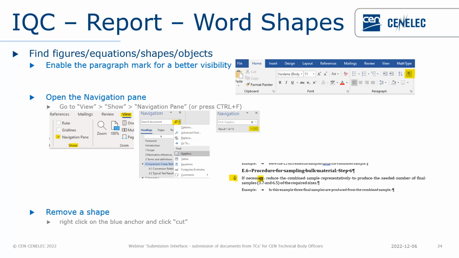Here on the right side of the screen, you do have E6 procedure for sampling. This is an example of where you have a shape hidden behind the text. You do have a gray square, and it's represented as well by the blue anchor. In order to remove it, you can click on that blue anchor, right click, and cut.